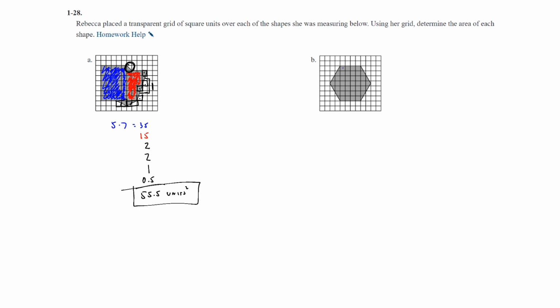Alright, let's go ahead and do the same thing for B. In this one I recognize 1, 2, 3, 4 across, and then 1, 2, 3, 4, 5, 6, 7 down. So that would be 4 by 7, and that is 28. So we have 28 square units to start us off. Color those in a little bit so I don't use them again, and then we can count the rest of them.